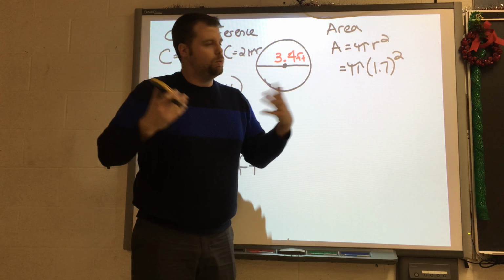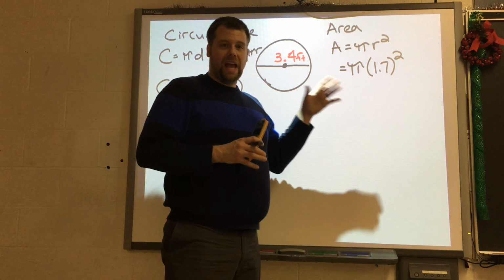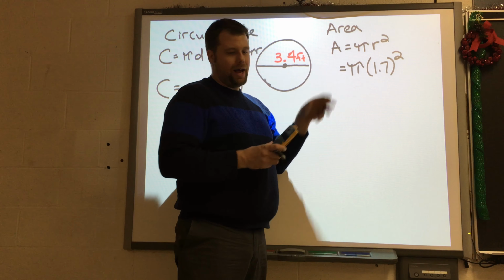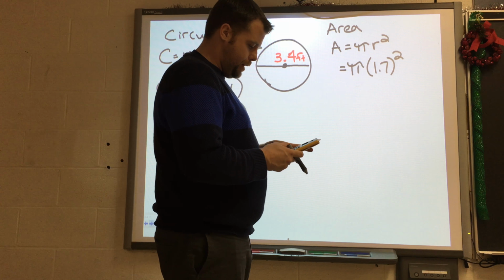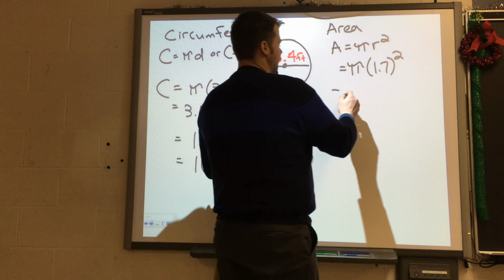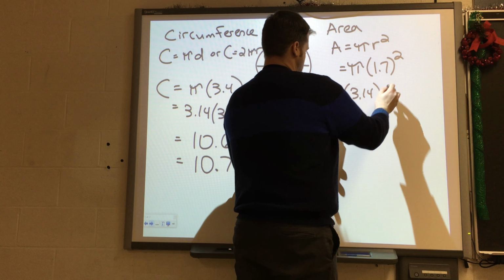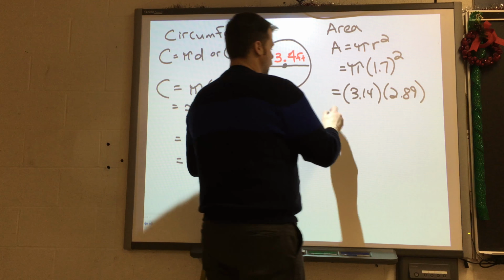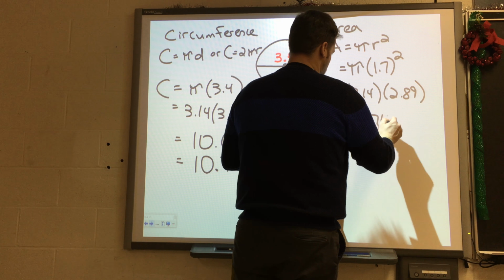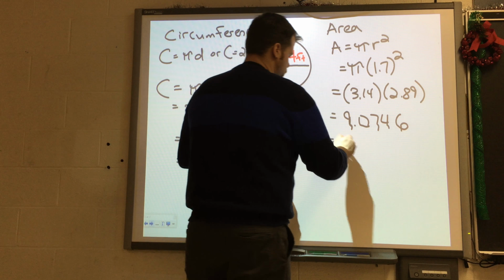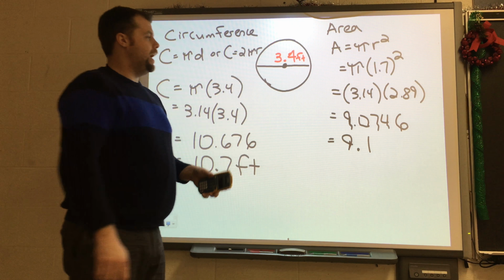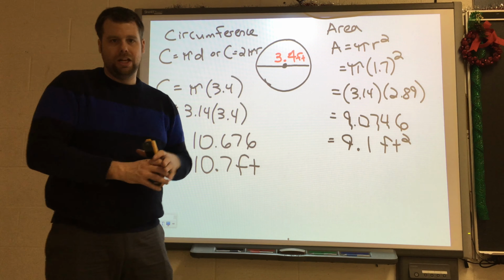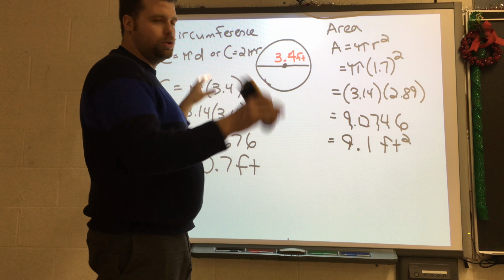Now, a lot of people will mess this up because they don't follow order of operations. We have to take the radius and square it first. We have to do our exponents before we multiply by pi. So I take 1.7 times 1.7 and I get 2.89. I'll put pi in as 3.14 and multiply that by 2.89, and I get 9.0746, which I'm going to round to 9.1. That is going to be in square feet, or feet squared, because it is a two-dimensional measurement; it covers how much two-dimensional space we need.